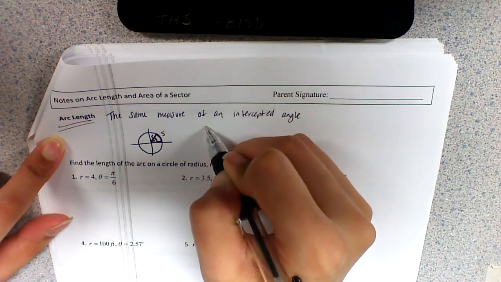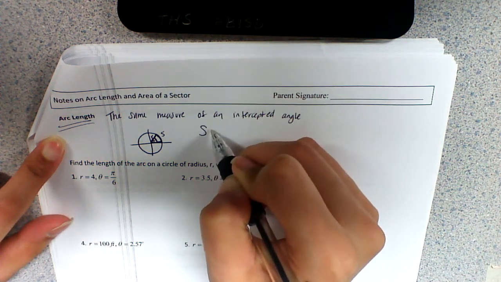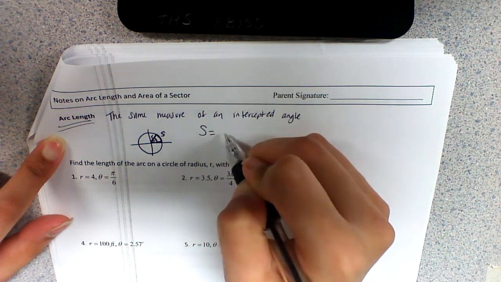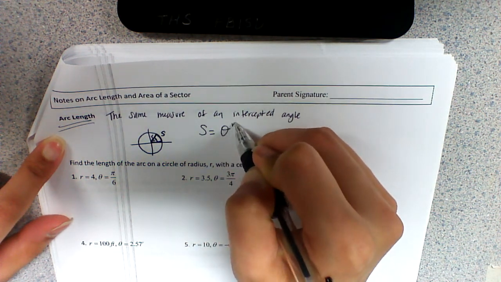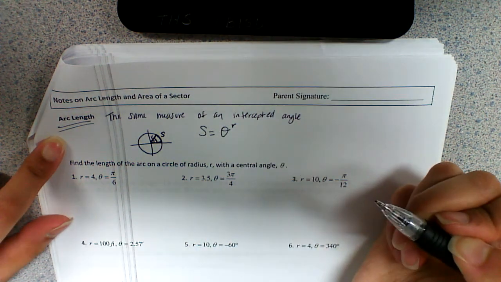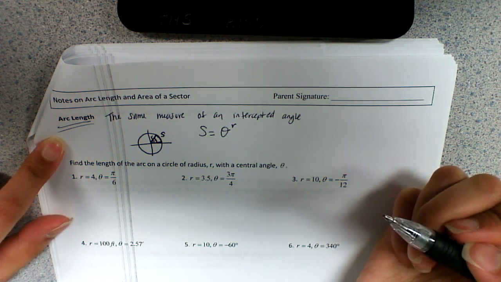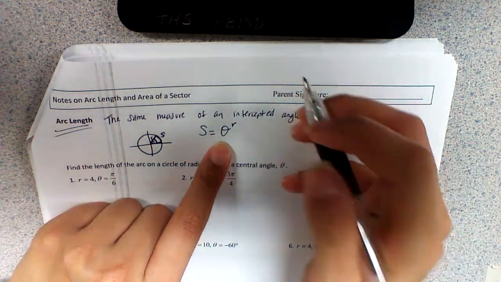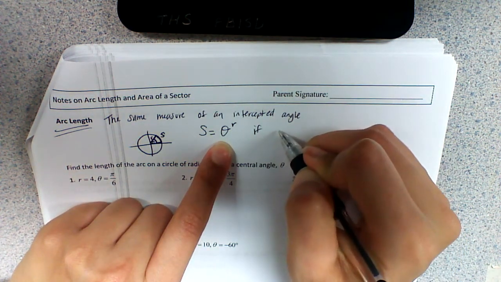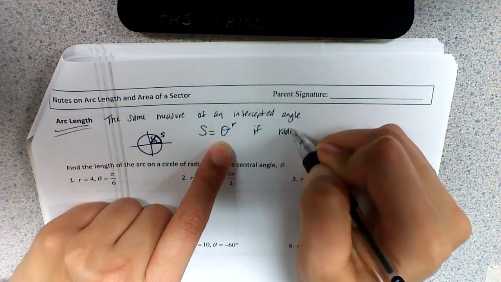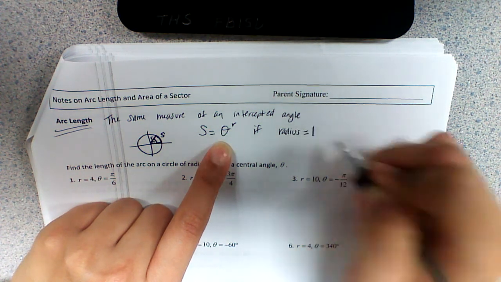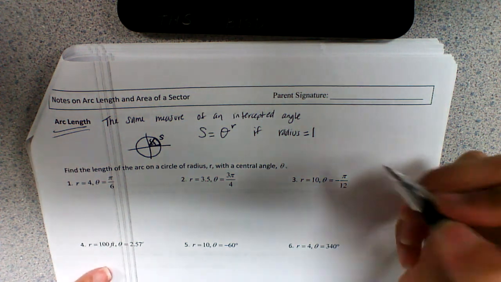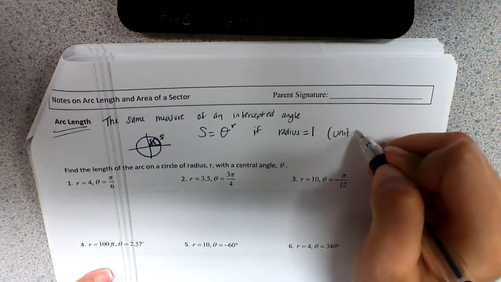The way you find arc length is simply, and we do call it S, I know it seems weird, S equals theta in terms of radians. Remember that little r that looks like a power is there for radians. We're going to use that formula only if our radius is 1, and radius is only 1 when we are talking about the unit circle.